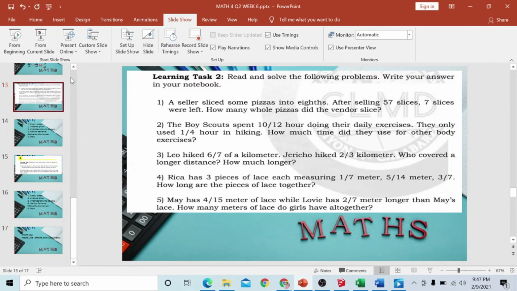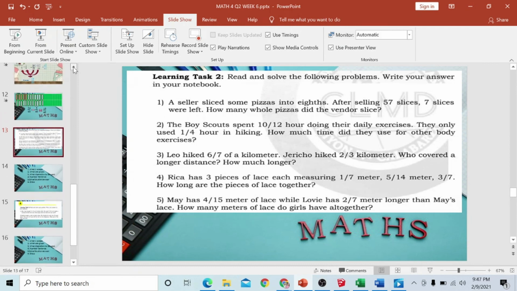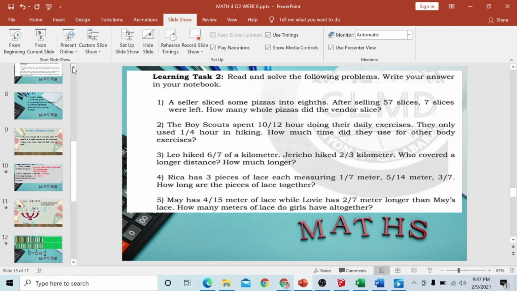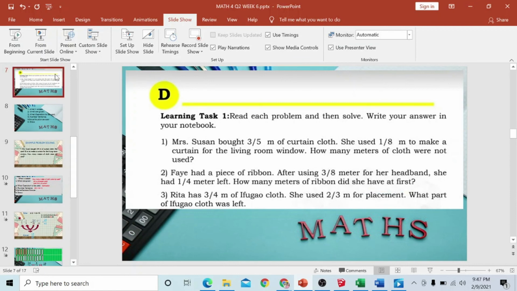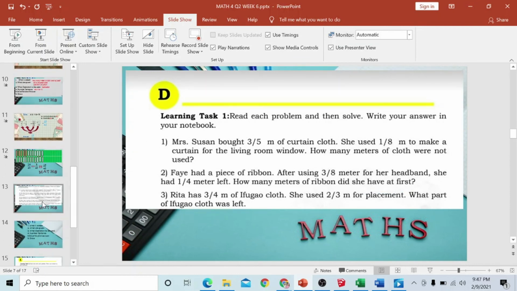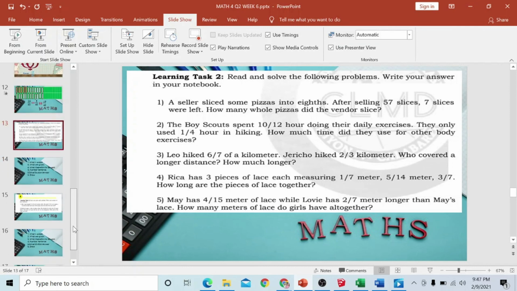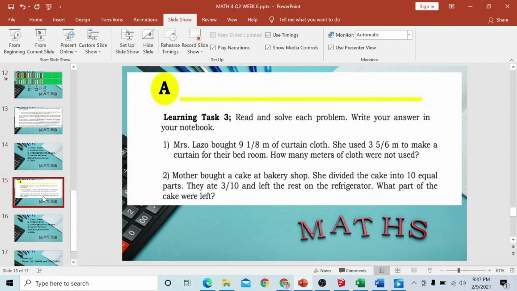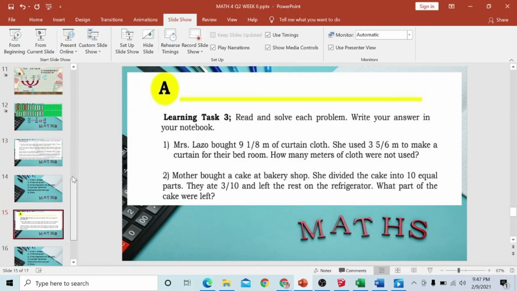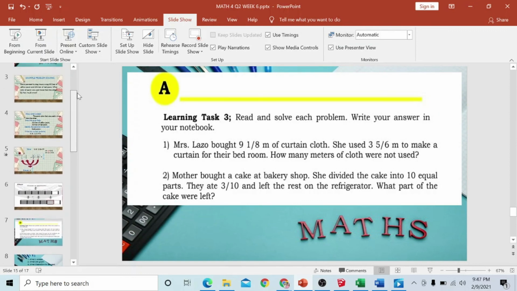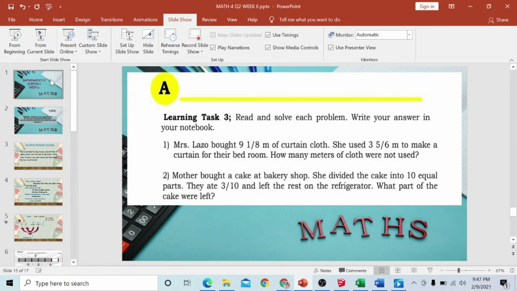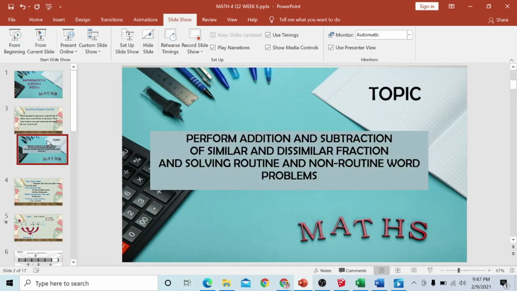Ayan, so ito yung learning task number 1. Sa learning task number 1, 2 and 3 na lamang po ang inyong sasagutan. Then, sa learning task 2, 1 to 5. And then, learning task 3, 1 to 2. Okay? So, yan lamang po. Balikan nyo na lamang yung kung paano ko ginawa para masagutan natin. Okay?